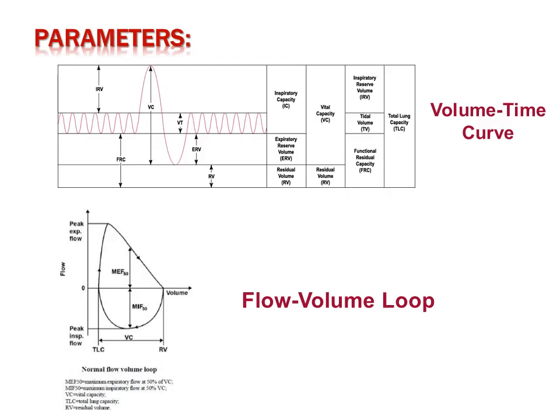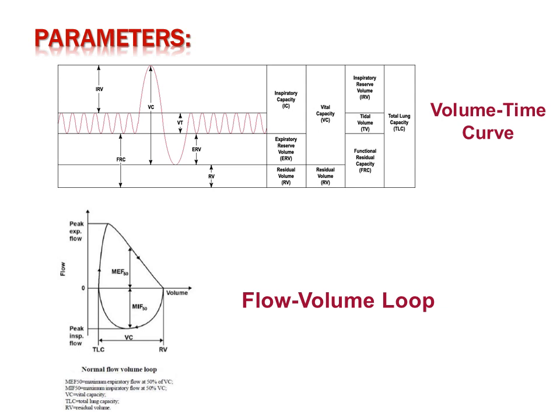Now, let's become familiar with the graphs in the spirogram. The graph at the top is the volume time curve. This kind of graph will give us the values for the volumes and for the capacities. Some spirograms replace this graph with a table, and within that table it gives you the values of the vital capacity and the tidal volume, etc.